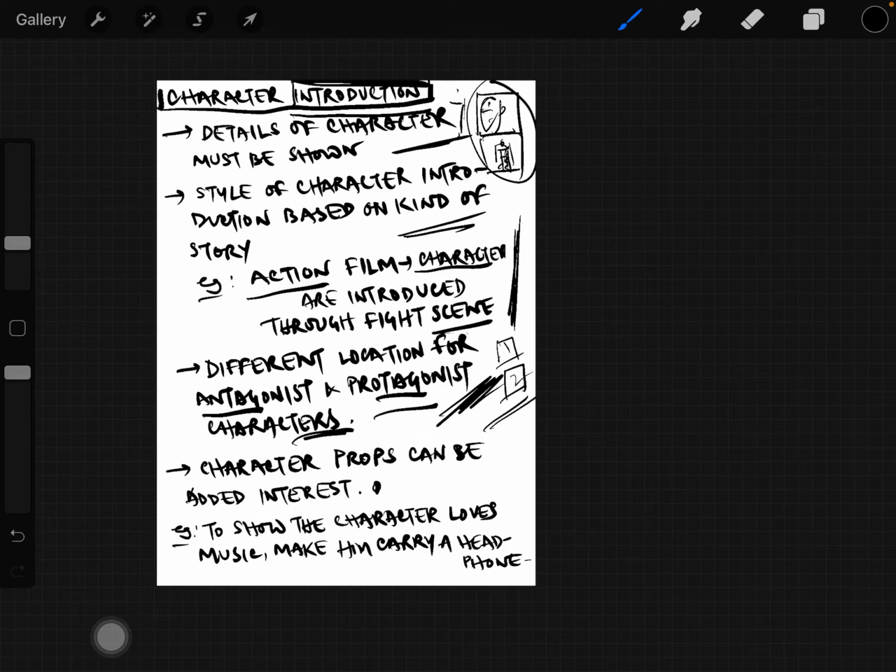Got it? So again, these are called props, right? Different types of things that the characters carry or interact with. These are called props. So these can also add interest to the characters. We had a detailed video explaining the props of the character, right? How you can use them.